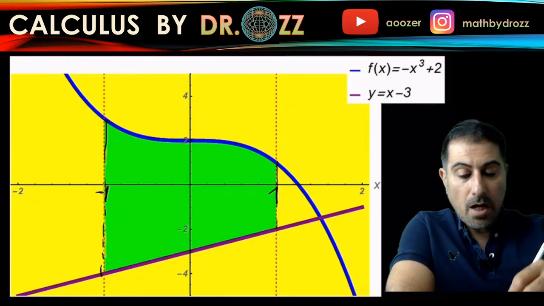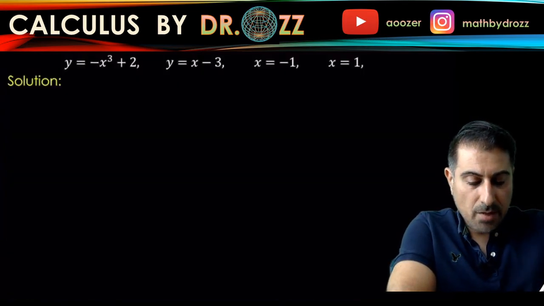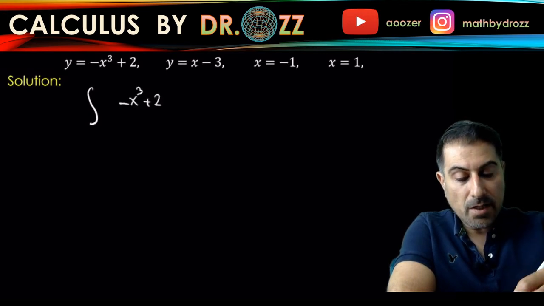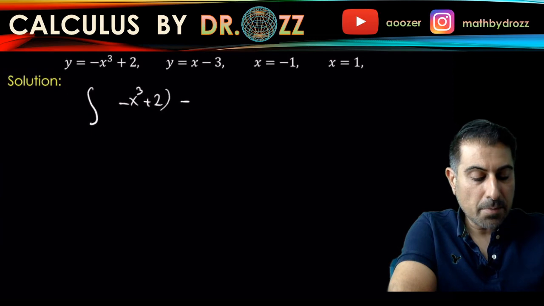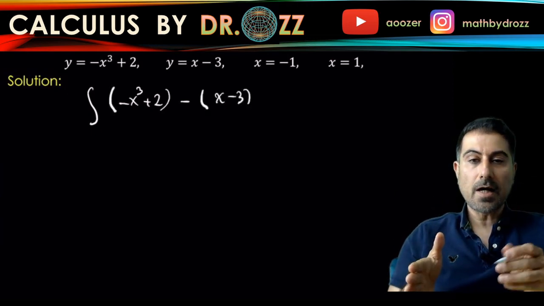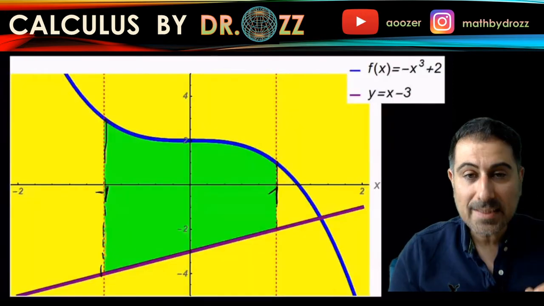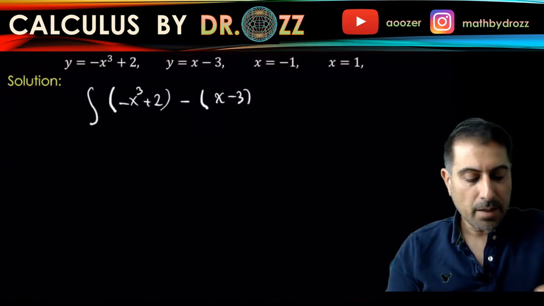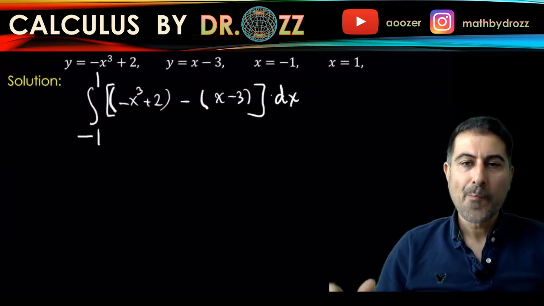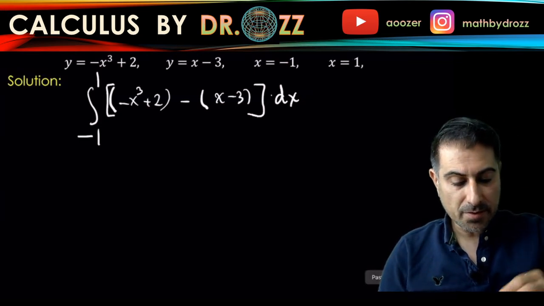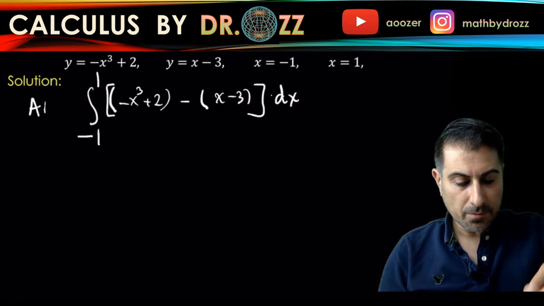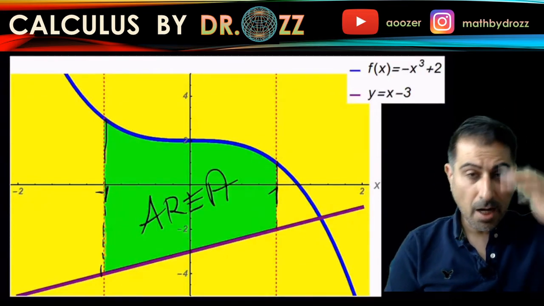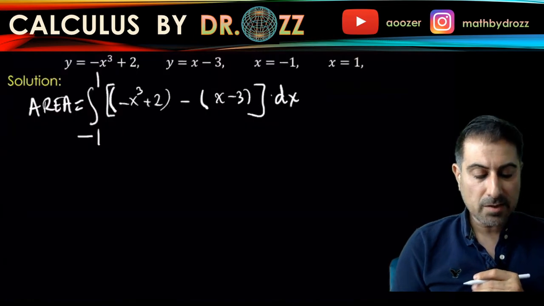So what we're going to use here is the formula that has the integral of the top function, which is minus x cubed plus 2, minus the integral of the bottom function, which is x minus 3. And since this region is stuck in between negative 1 and 1 for x, I am going to look at the definite integral from negative 1 to 1 and integrate this with respect to dx. This is the area of the green region here: the top minus the bottom integrated from the x limits, negative 1 and 1.